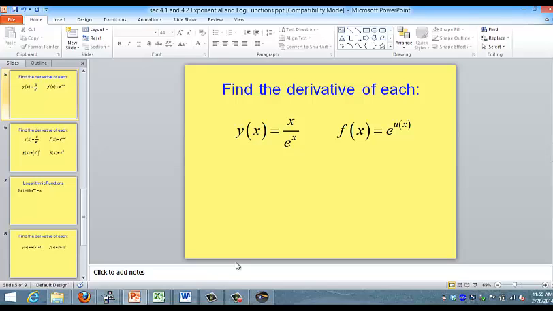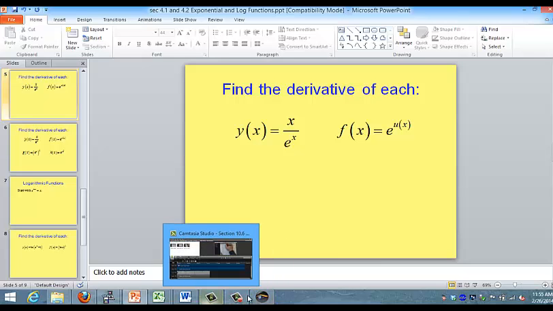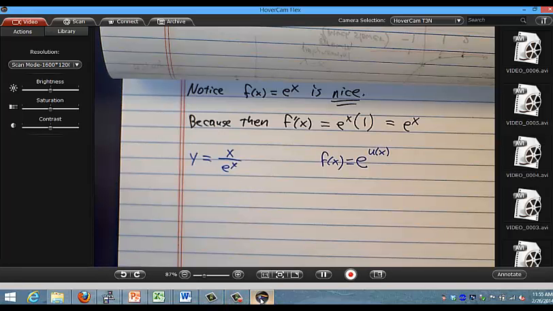And then the second one, I have e to the u of x. That might look a little strange to you, so maybe I'll do the first one first. Let's see. So how do I start this problem? I want to find the derivative of this. What do you guys think I should do?